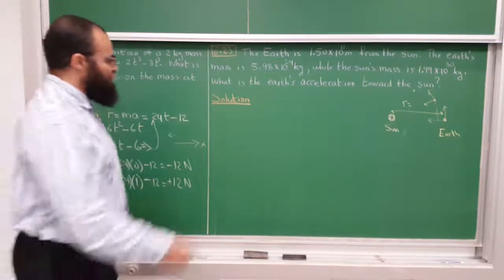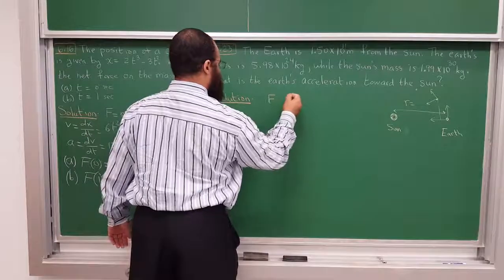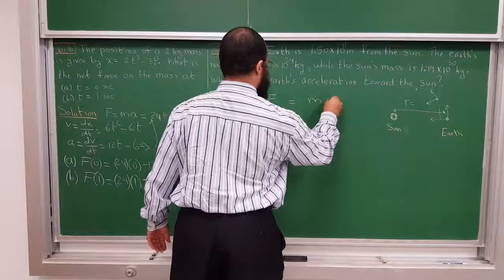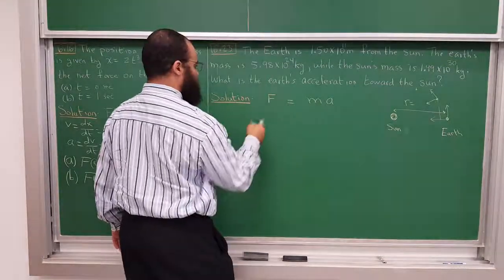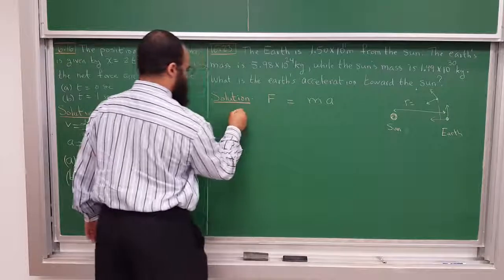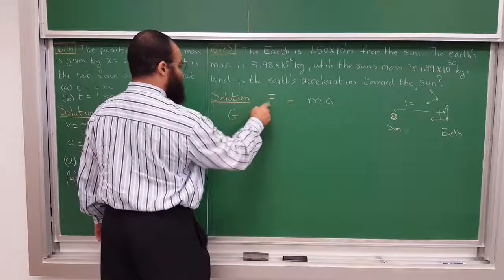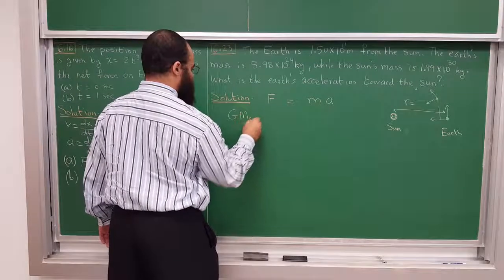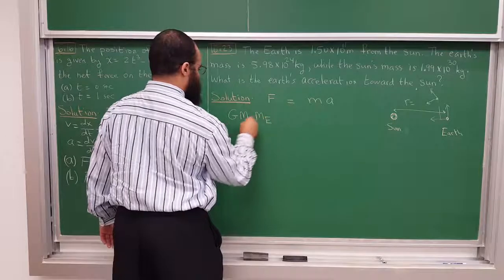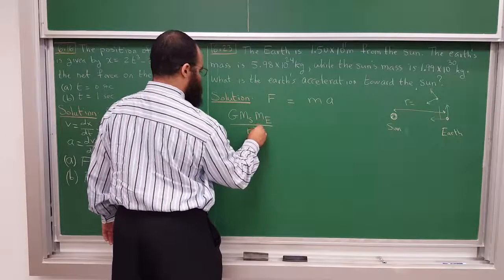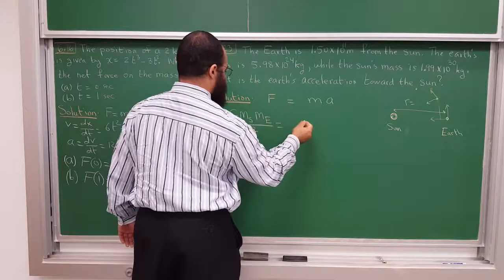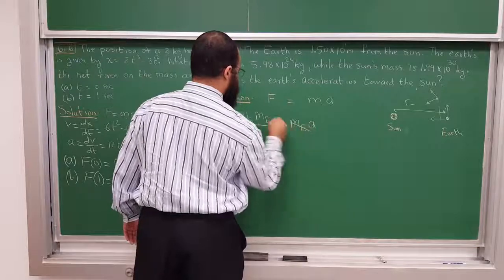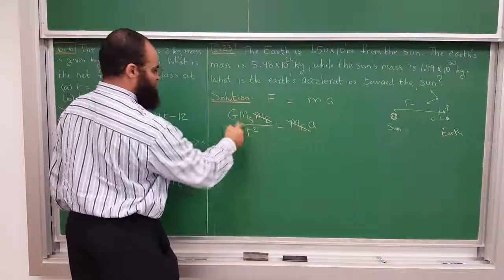So what's the acceleration? I know that the net force on an object equals the mass of the object times the acceleration of that object. We're talking about the Earth, and the force on it is due to the Sun, so it's G times the mass of the Sun times the mass of the Earth divided by the separation between them squared, and that should equal the mass times acceleration. The mass of Earth simply cancels, and the acceleration will just be this.